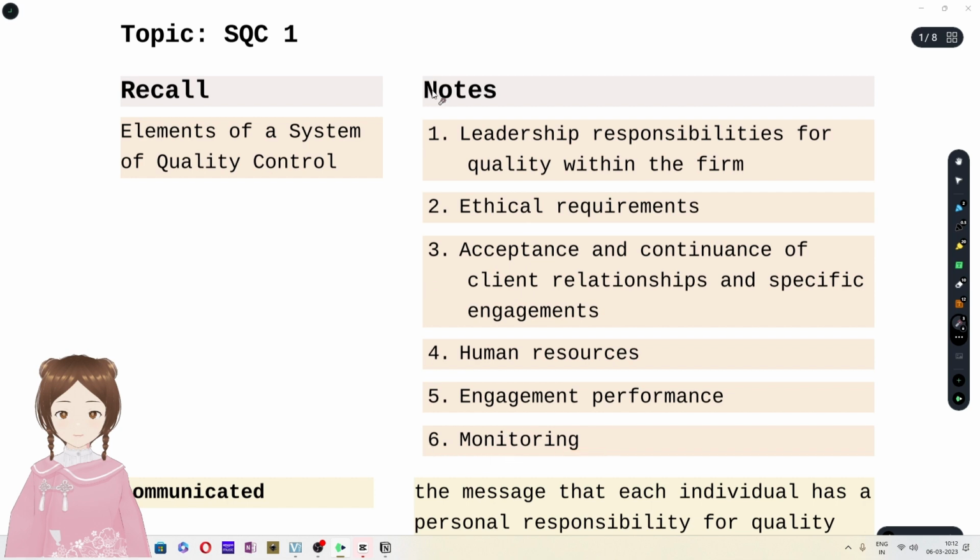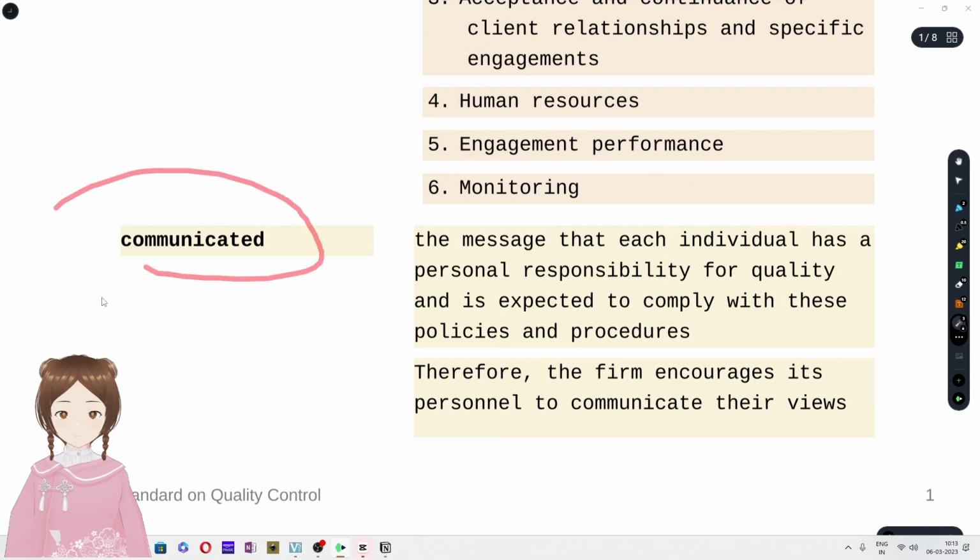And this is the monitoring by the engagement partner of the work of these staff and article assistants or the engagement team. Okay: leadership, ethical requirements, acceptance, human resources, engagement performance, and monitoring their work. And communicated: anything with regard to communication by the engagement partner to the people within the firm, what he needs to communicate. This word communicated is also in the keyword.